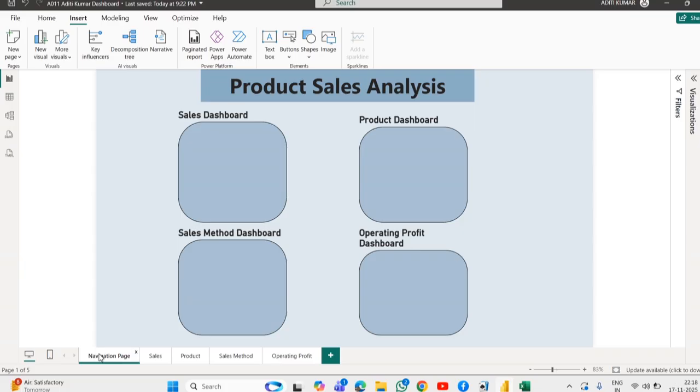So this dashboard successfully transforms raw data into clear and actionable insight for decision makers, to finally make decisions based on the complete strategic analysis of the data.